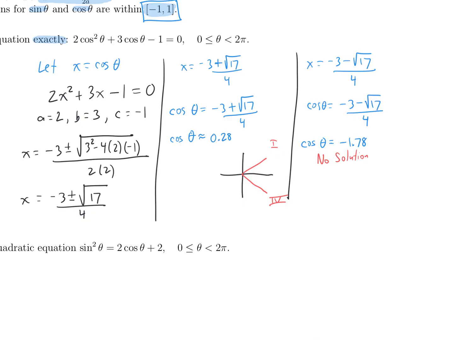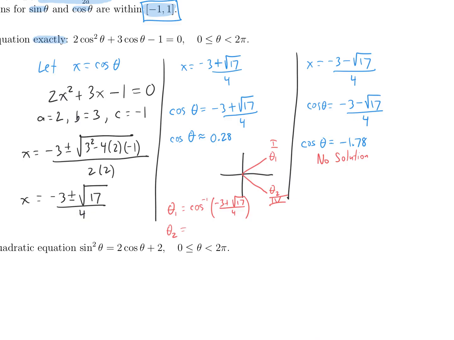To find the exact value, you just take the inverse. So here's your first exact value. This one we'll call theta 1. This one we'll call theta 2. There's two solutions. So theta 1 is simply the inverse cosine of that expression, negative 3 plus the square root of 17 over 4.